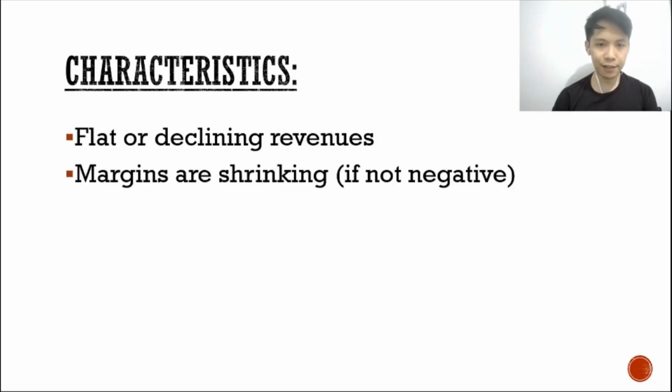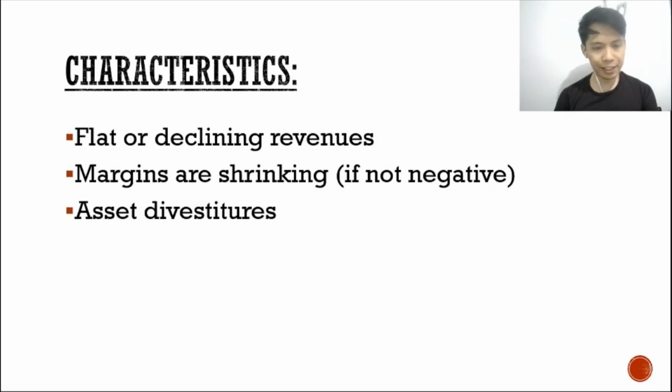As a result of declining revenues, we would also expect that margins are shrinking. Although both revenues and variable costs are going down, there would still be fixed costs that need to be recovered. So if revenues are declining, the margins are definitely going to shrink as a result of having a lot of fixed costs not recovered. Margins are shrinking if not negative.